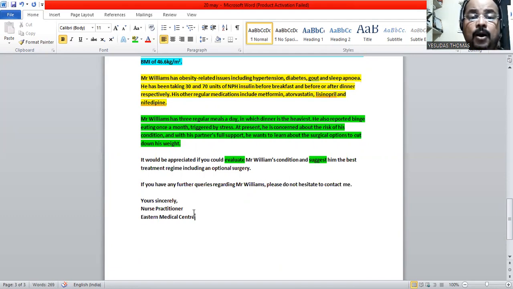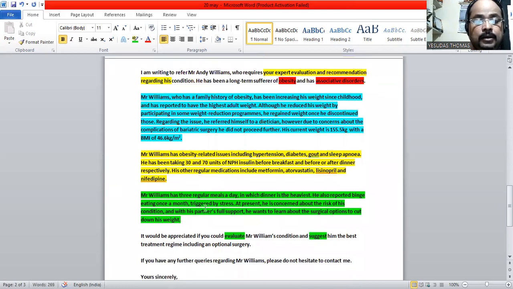So we have completed the letter in 3 body paragraphs. The main body paragraph is about the weight and obesity, the primary condition. The second body paragraph is about the associated disorders, and the third body paragraph is about his dietary habits and the current condition. And the request is made.